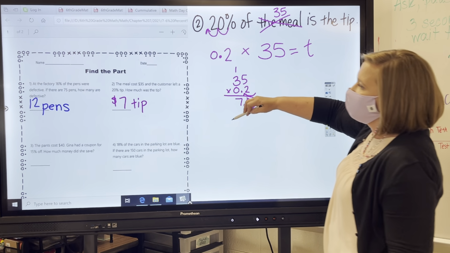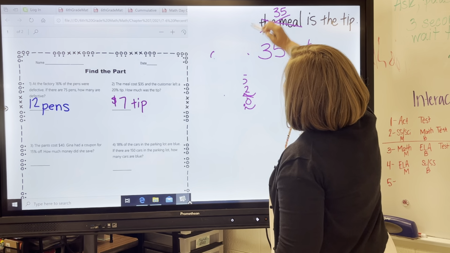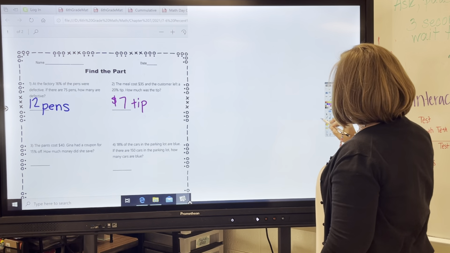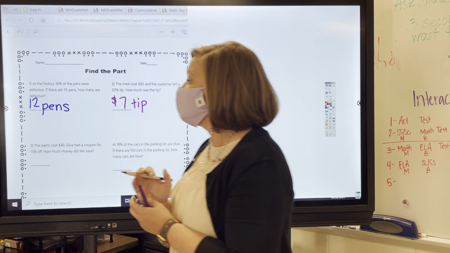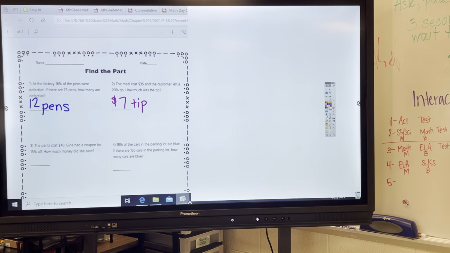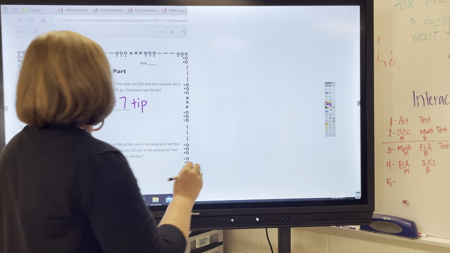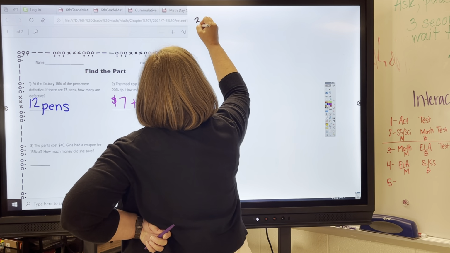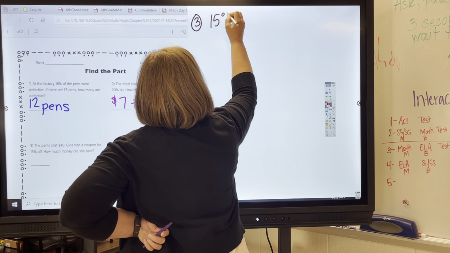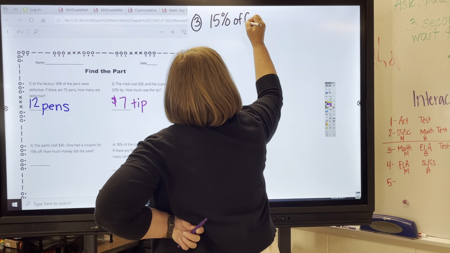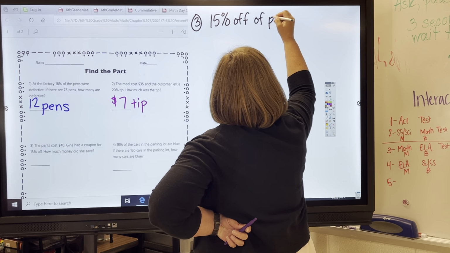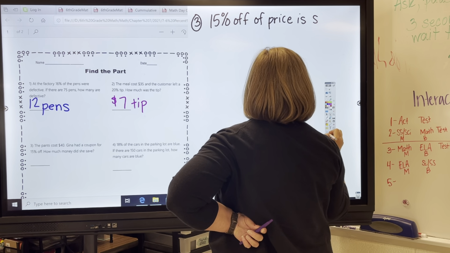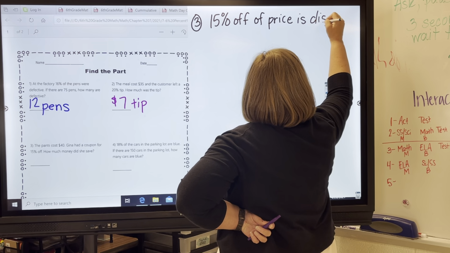Number 3. The pants cost $40. Gina had a coupon for 15% off. How much money did she save? So we've got Gina, 15% off of the price is the discount.